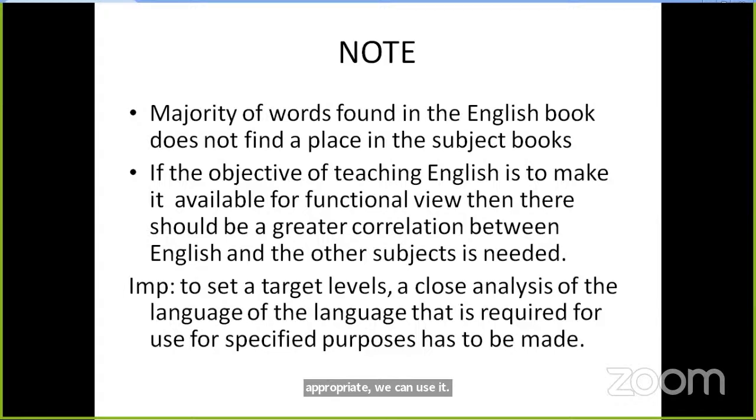And then the problem here, setting target levels. When we say majority of the words, there is a contradictory kind of form that runs through the English language textbooks and the subject textbooks, right? What happens is, it is quite evident, right?